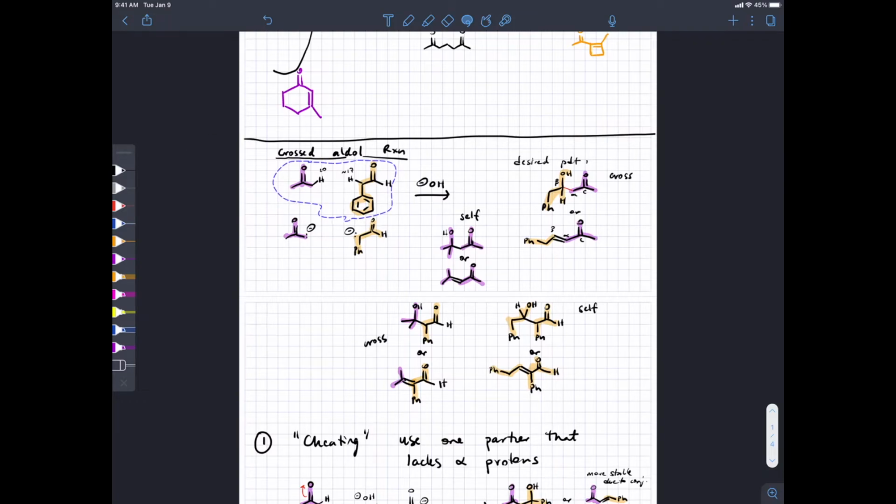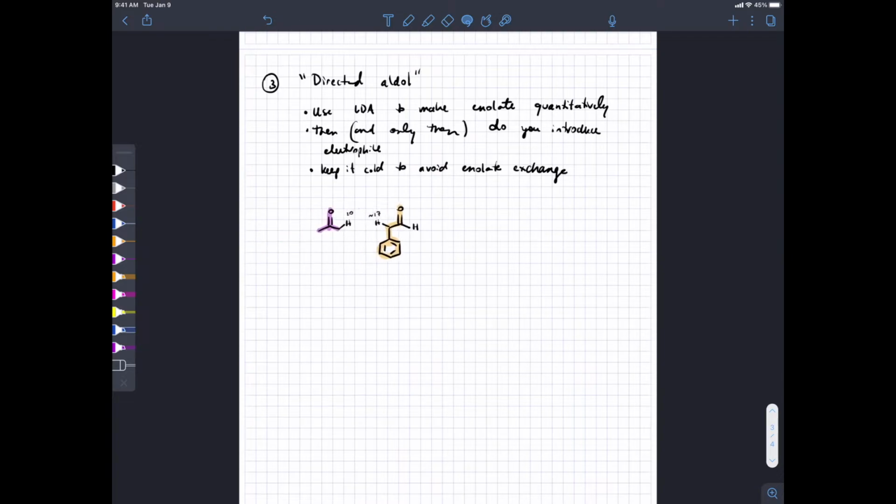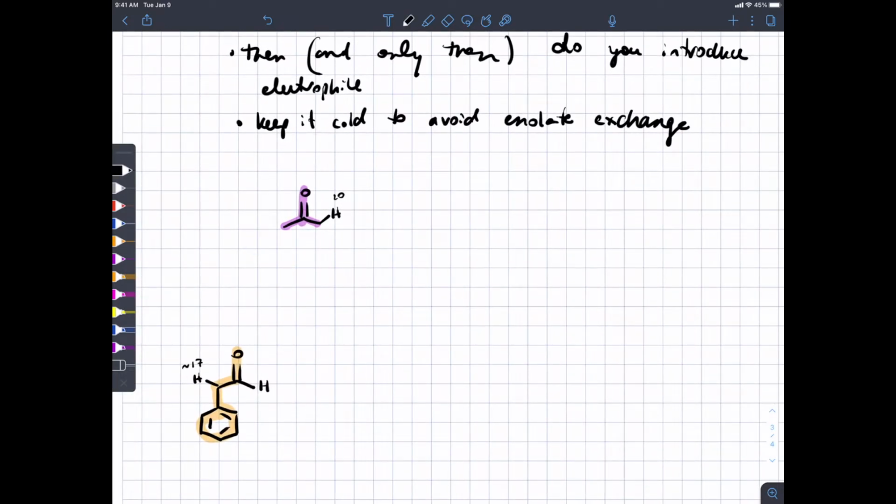So I'm going to copy these molecules. And we want the purple ketone to be our nucleophile. So in step 1, we're going to use LDA, and we're going to use this in an aprotic solvent because we don't want to protonate the enolate once we've formed it. THF is tetrahydrofuran. That's an aprotic solvent that's polar.